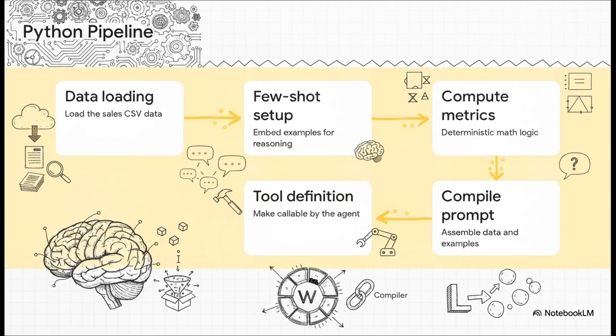It sequentially loads the data, sets up the few-shot examples covering various performance scenarios, computes the math, compiles the prompt, and finally defines the tool. What's truly fascinating here, and honestly a brilliant architectural choice, is the specific role of LangChain. In a lot of AI tutorials you'll see, LangChain runs the whole show as this overarching execution framework. But here, it's used exclusively as a prompt compiler. It's just assembling the data and those few-shot examples into a perfectly formatted string.